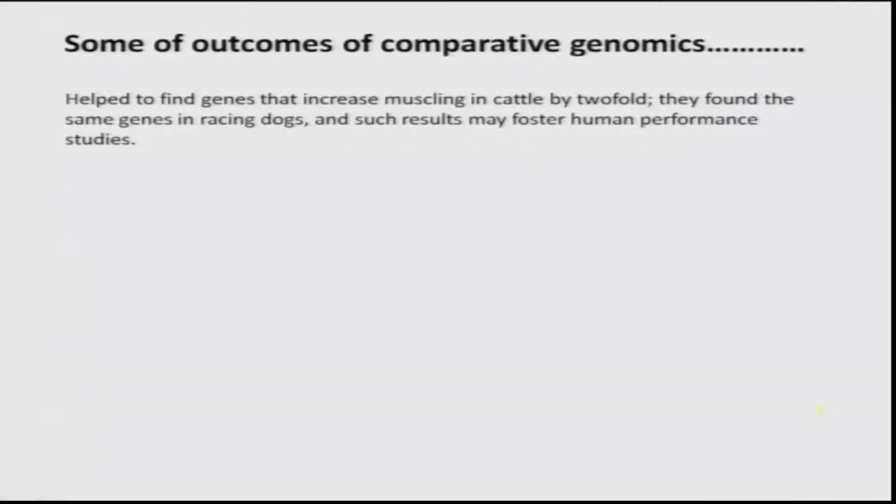Another example is that this approach has helped to find genes that increase muscling in cattle by twofold. It's a very interesting phenomenon, because there are variants in the genome which increase the muscle mass. What is interesting is that this variation resulting in increased muscle mass is not restricted to the cattle. That's where it was first identified, but you can see it in human, in dog and many other animals. That could help in understanding the pathophysiology, and also make our domesticated animals much more efficient, right.